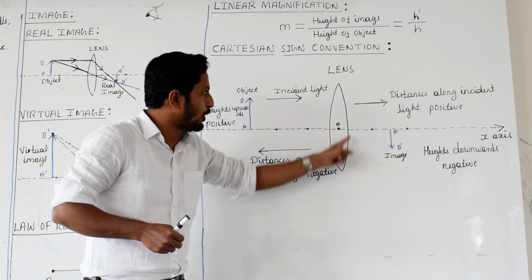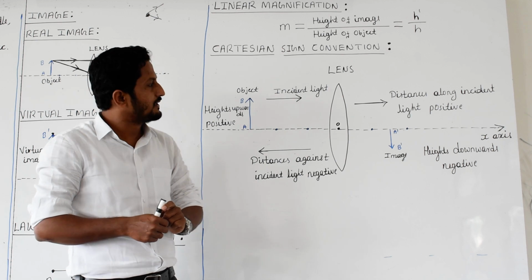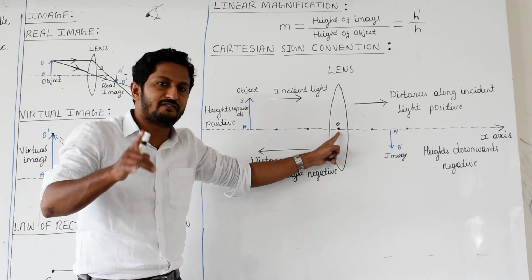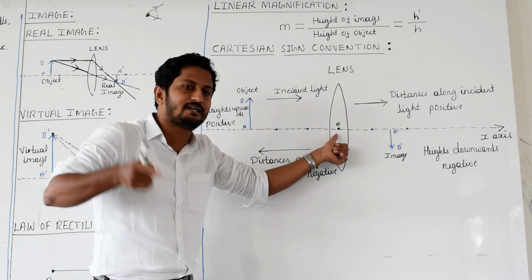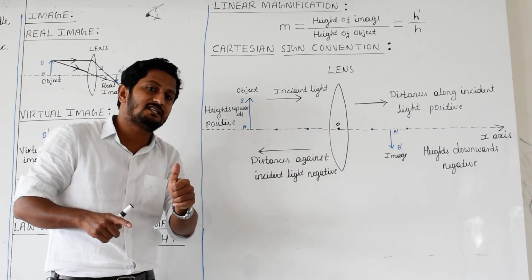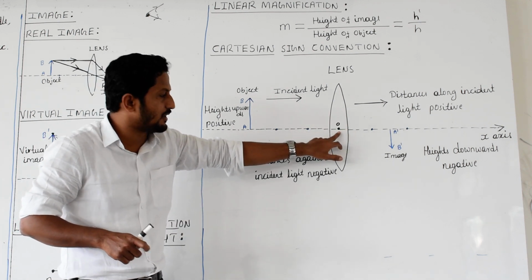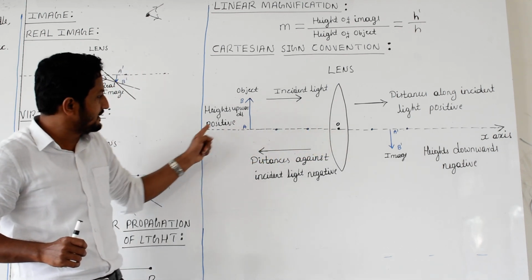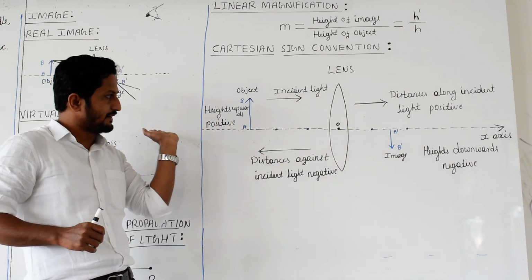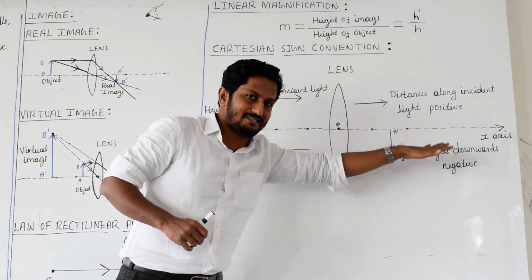Here I have taken an optical element called a lens. Already I said the geometrical midpoint of a lens we call the optical center, and the geometrical midpoint of a mirror we call the pole. Very important. Here is the lens, its optical center, and this is the principal axis. This dotted x-axis is held horizontal like this, so we call it the principal axis.